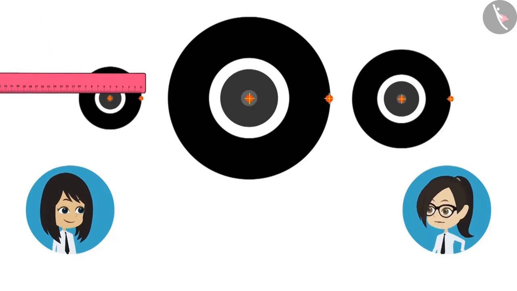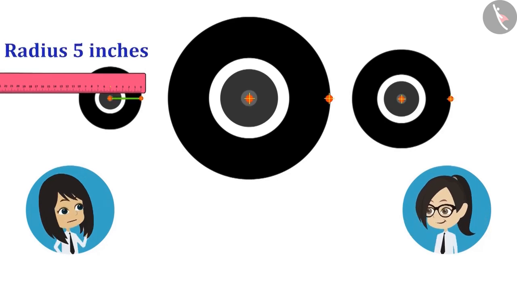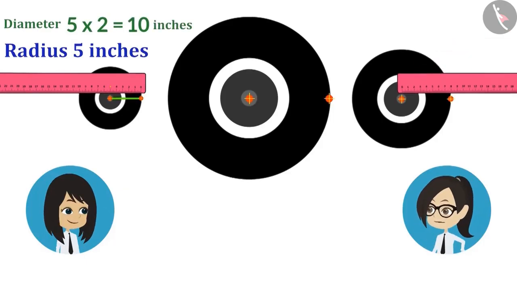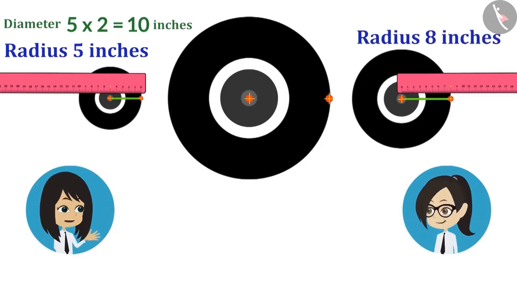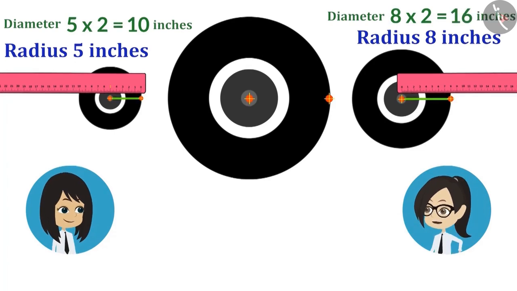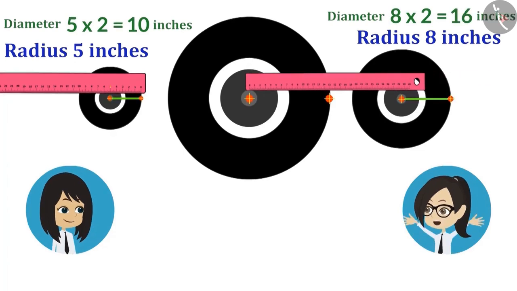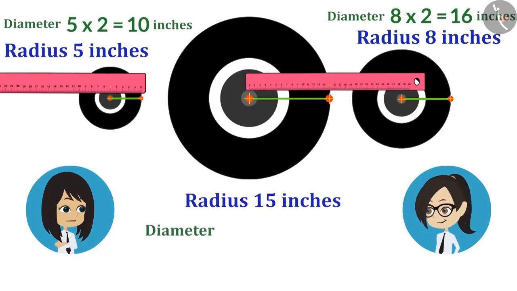Now look, the radius of the wheel of the scooter is 5 inches. This means its diameter will be 5 inches multiplied by 2, meaning 10 inches. Now look, the radius of the front wheel of the tractor is 8 inches. This means its diameter is 16 inches. And now it's the turn of the largest wheel of the tractor. Its radius is 15 inches. This means its diameter is 30 inches.